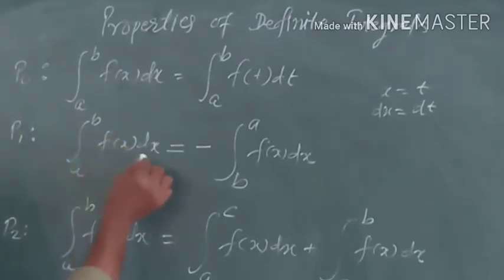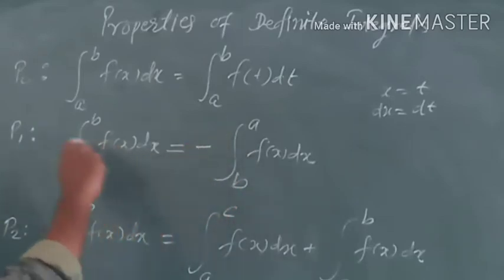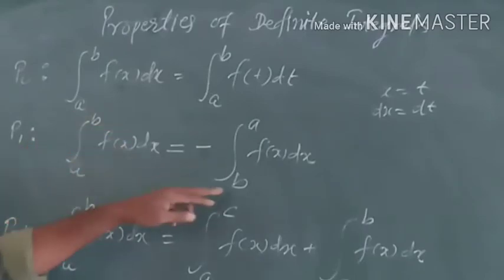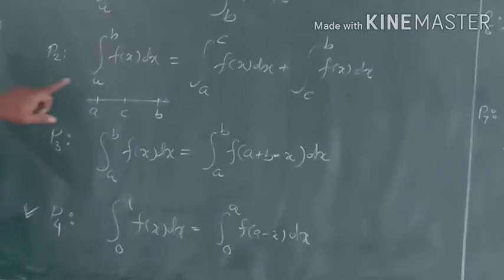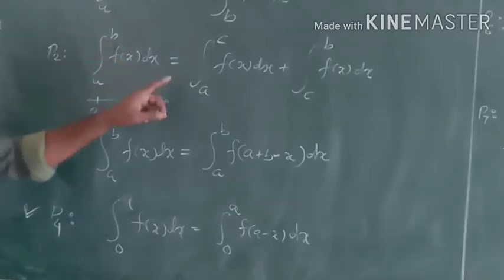Now this is P1: integral a to b f(x) dx. If you want to change the limits, that is, write b to a, then write a minus sign. It is very simple. This is a to b and this is b to a, write only a minus sign.